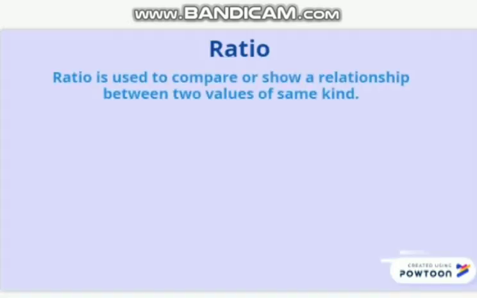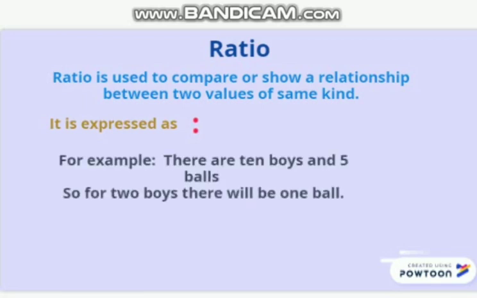Ratio is used to compare or show a relationship between two values of same kind. It is expressed with a colon. For example, if there are 10 boys and 5 balls, then for 2 boys there will be 1 ball only. We can write it like this.